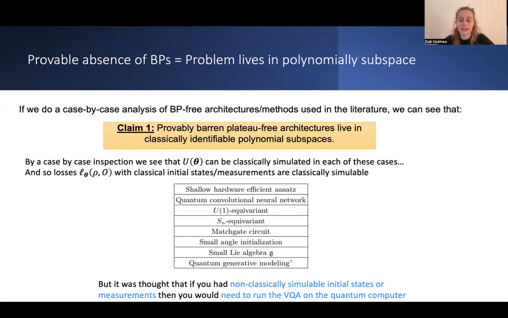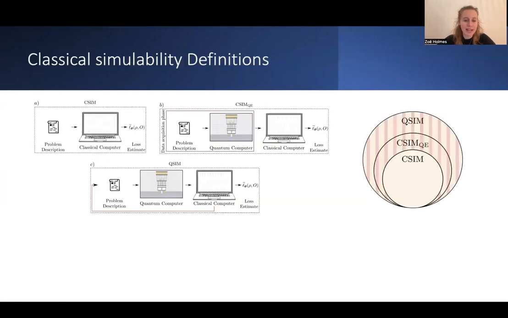What I'm going to say is that because of our analysis showing that all of these problems live in polynomial subspaces, you don't actually need to run that bit of the algorithm on the quantum computer either. But before I get there, let me just pin down a few different notions of classical simulability. And bear with me, I'm not going to be precise at all in a computer-science sense. I just want to give you a hand-wavy intuition.